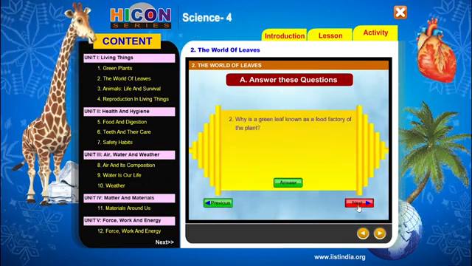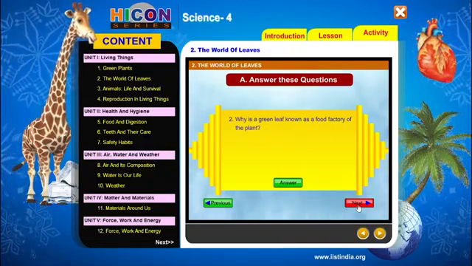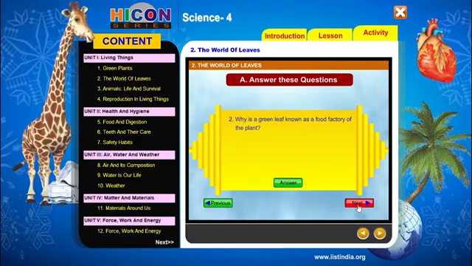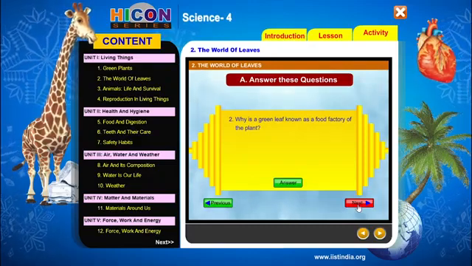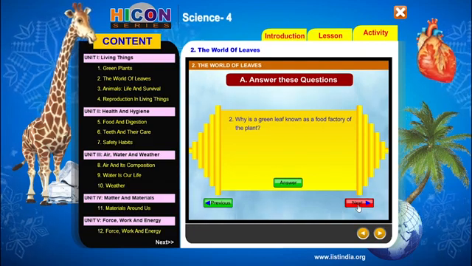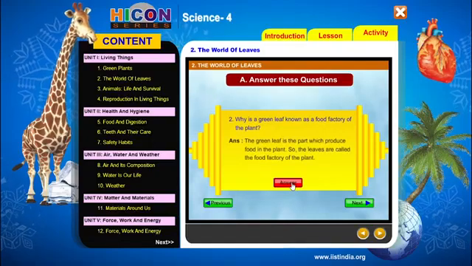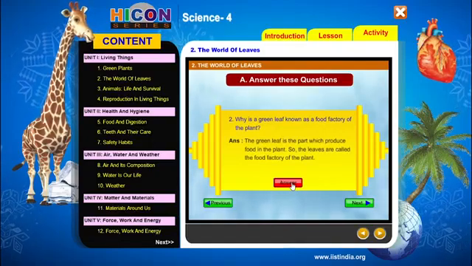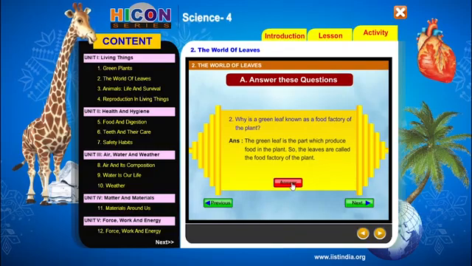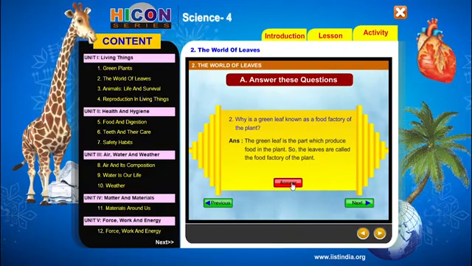So the second question is, why is a green leaf known as the food factory of the plant? So children, see the answer for this question. The answer is, the green leaf is the part which produces food in the plant. So the leaves are called the food factory of the plant.